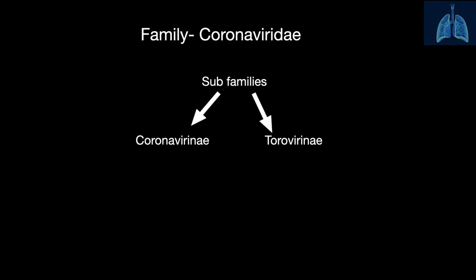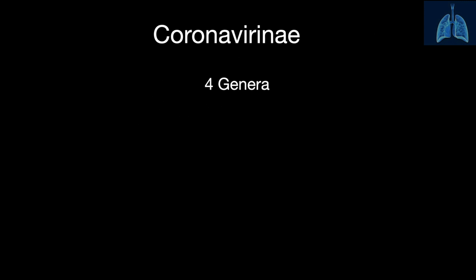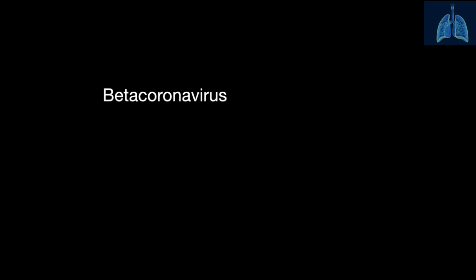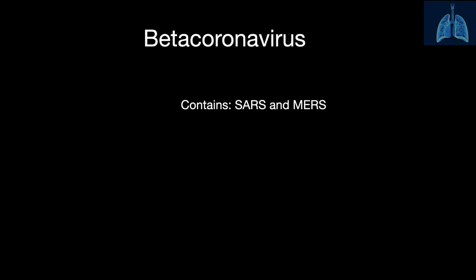COVID-19 is caused by a virus in the family Coronaviridae. There are two subfamilies, the Coronavirinae and the Torovirinae. We will be focusing here on the Coronavirinae, which has four genera: the alpha coronavirus, the beta coronavirus, the gamma coronavirus, and the delta coronavirus. Now, most of these four genera are not important in humans, and we would like to focus here on the beta coronavirus genus, which contains SARS and MERS.